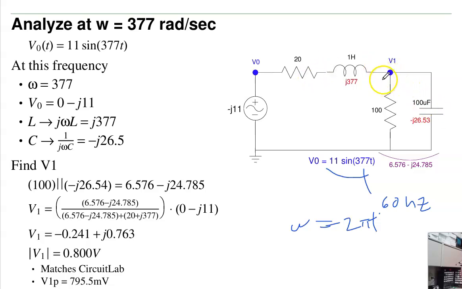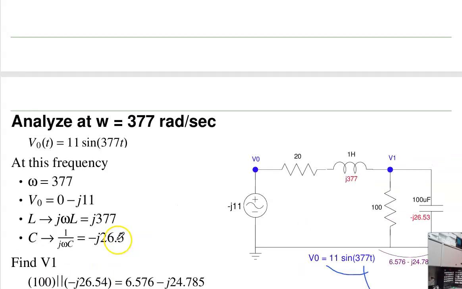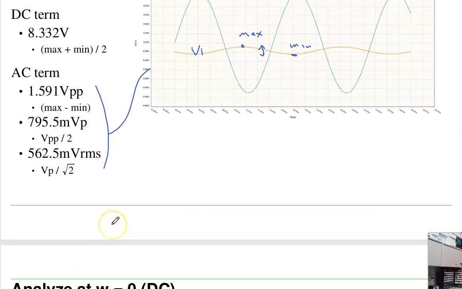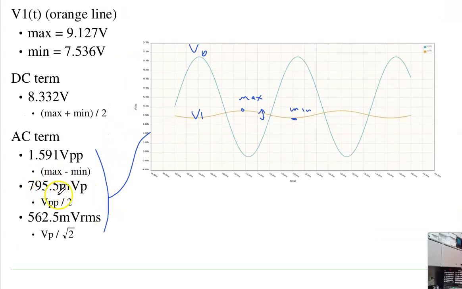Now do voltage nodes or voltage division. I can combine these in parallel. 100 in parallel with minus j26 is 6.5 minus j24. Now by voltage division, it's R1 over R1 plus R2. That percentage of minus j11 gives you V1. In polar form, the magnitude is 0.8. Go back to Circuit Lab. That is the peak voltage, 0.8.